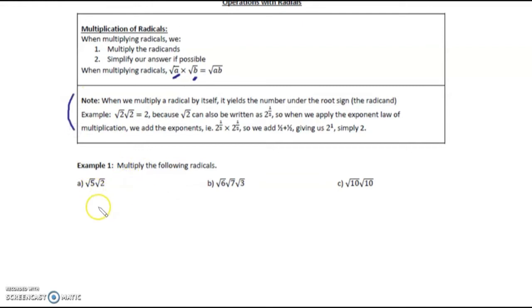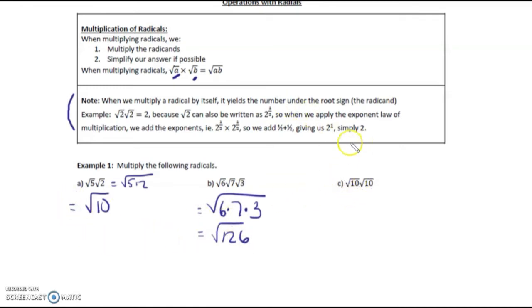So for example, multiply the following radicals. Root 5 times root 2 is just root 10, because essentially what this is, is 5 times 2. Okay, this one, root 6 times root 7 times root 3, we would be multiplying 6 times 7 times 3, and we get root 126.